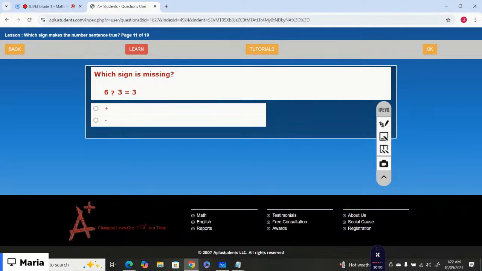That is 6 take away 3 is 3, right? The correct option is 6 take away 3 is 3. Option number 2 is the correct option. Okay, you can complete the lesson by yourself later today. Let me just move on to the next lesson.